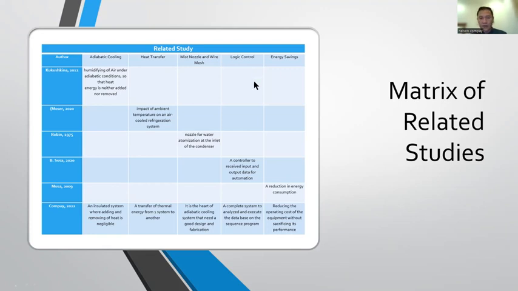For the logic control, a complete system to analyze and execute the data based on the sequence program or controller to receive input and output data for automation. So for energy saving, reducing the operating cost of the equipment without sacrificing its performance. So this means a reduction in energy consumption.